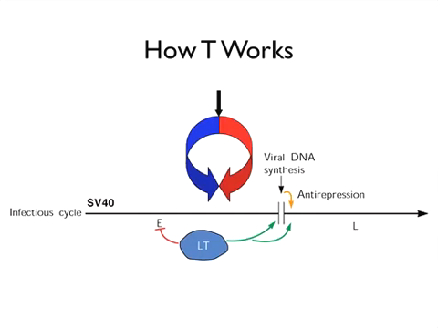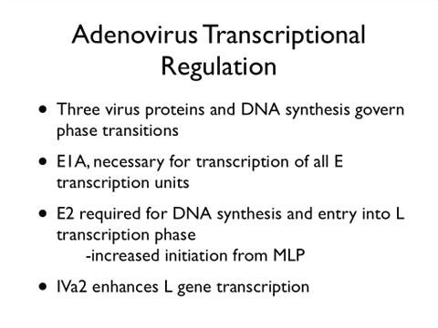Again, here's T. Early transcripts are made. They express T antigen, which goes back to the same sequence, turns off or dampens early expression, and activates the late sequences.